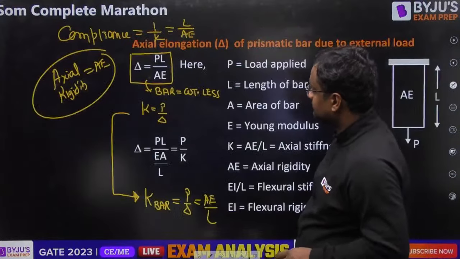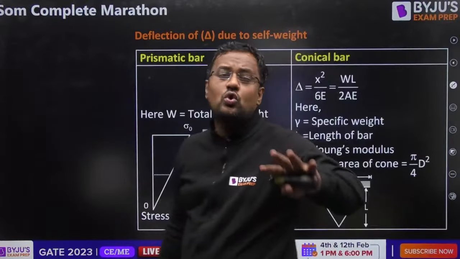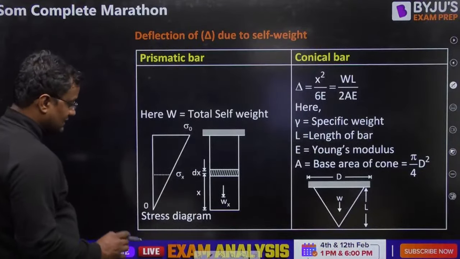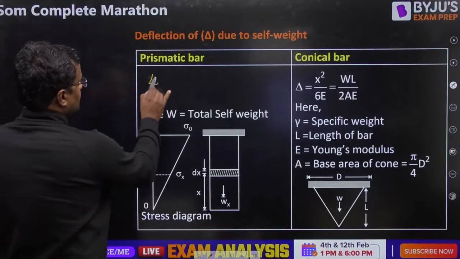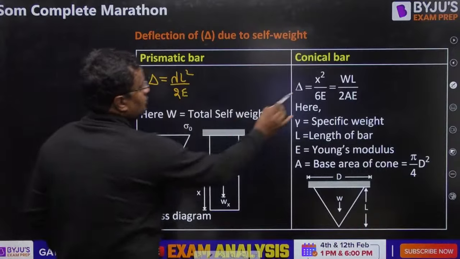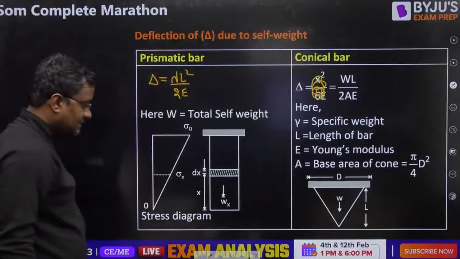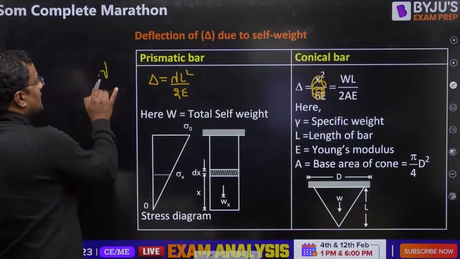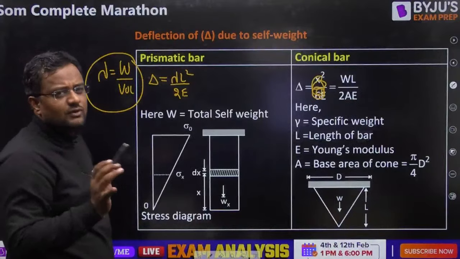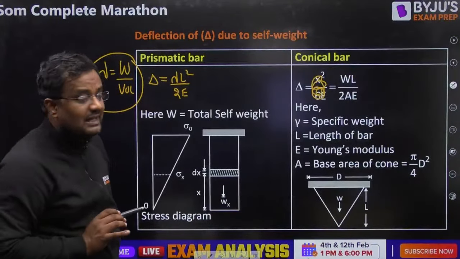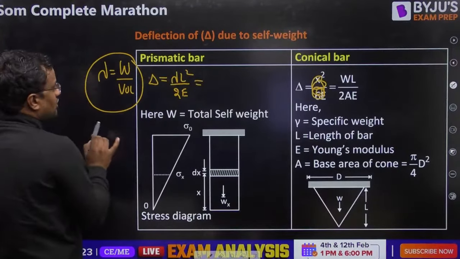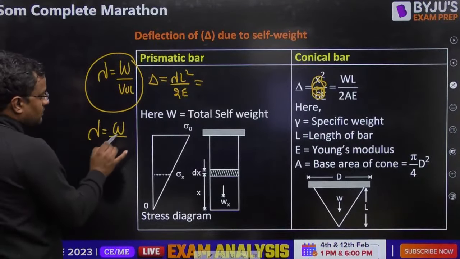Now guys, suppose there is no load acting on the bar except due to self weight. Due to self weight, the elongation is lambda L square by 2E. Lambda is unit weight, that is weight by volume. Of course, I'm not going into the derivation because this is only formula revision. Lambda L square by 2E. And if you calculate it from here, if you put lambda as W by volume, volume is W by A into L.